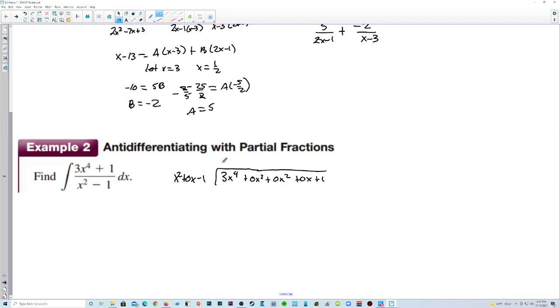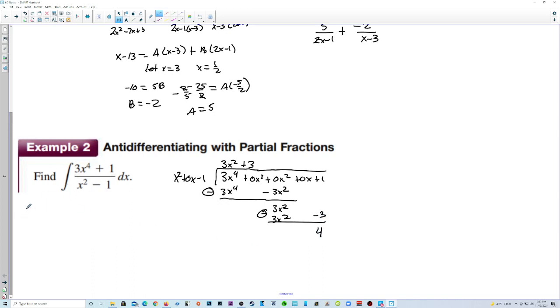X squared goes into 3x to the fourth 3x squared times. We have 3x to the fourth minus 3x squared, minus 3x squared. That's going to be 0. And 0 minus negative 3, we always subtract when we divide. 0 minus negative 3 is 3, so 3x squared. And the x squared goes into 3x squared 3 times. So plus 3. That's 3x squared, and then minus 3 over here. That goes to 0 when we subtract. 1 minus negative 3 is 4.